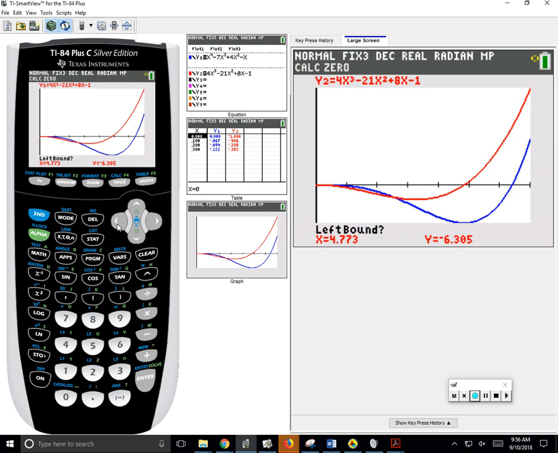Left bound again. Enter. Right bound. Yes. Should be exactly the same value. So I'm not having any trouble with that.